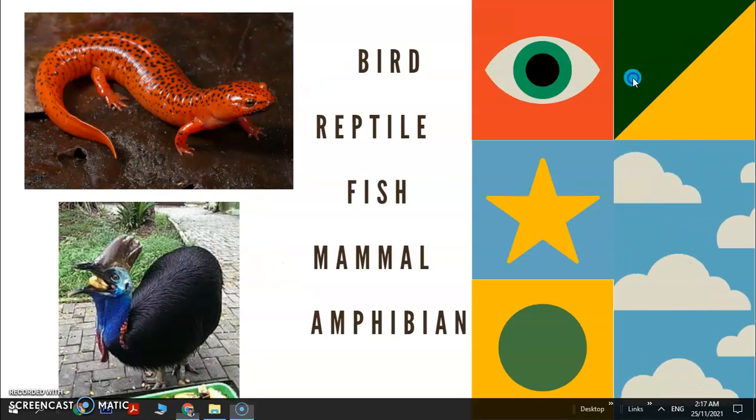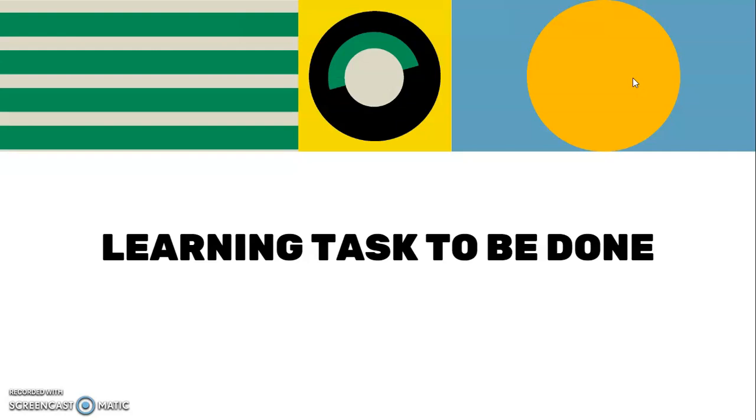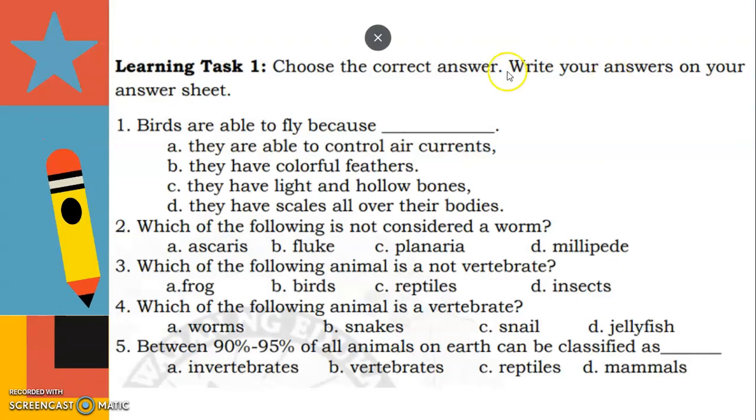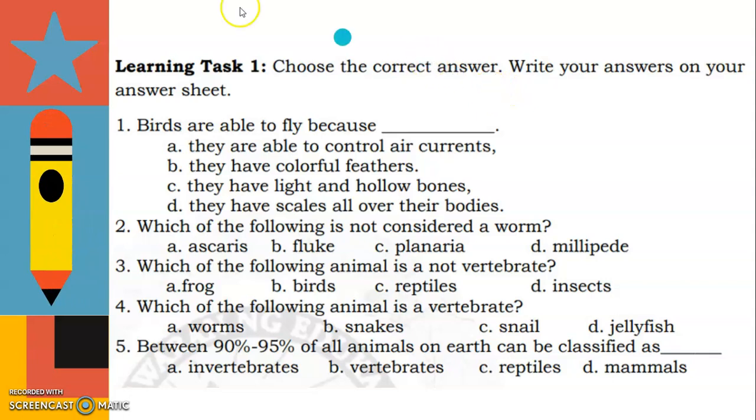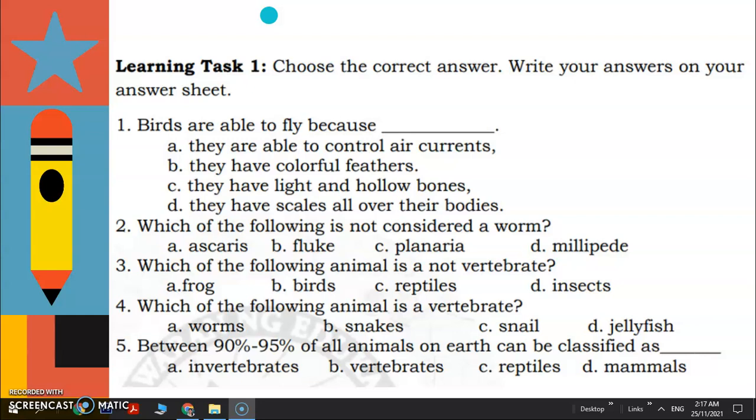Next. Sagutan naman natin ang learning task. Choose the correct answer and write your answer on the answer sheet. So, babasahin ko, sulat ang titik ng tamang sagot. Birds are able to fly because they have light and hollow bones. Letter C. Which of the following is not considered a worm?